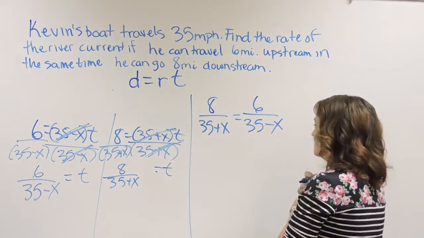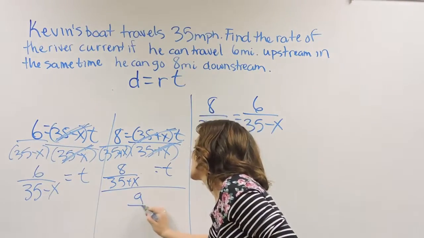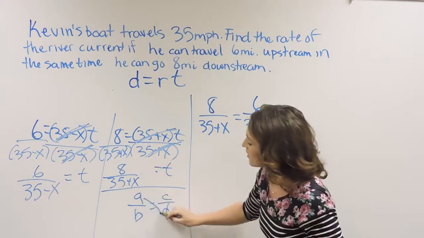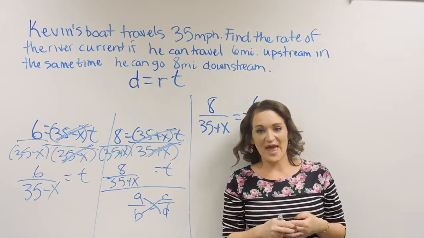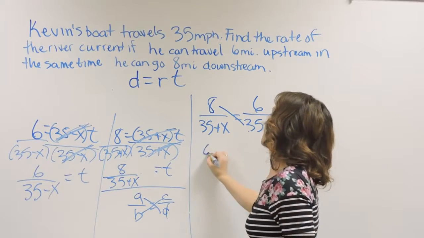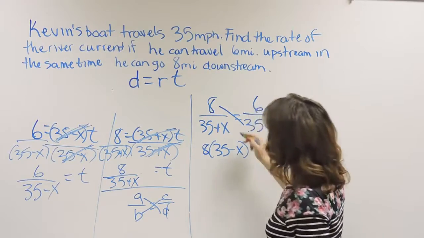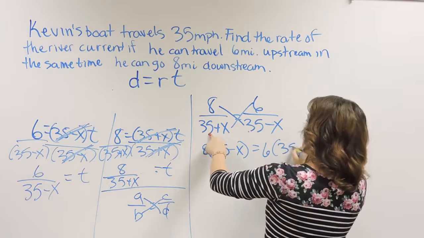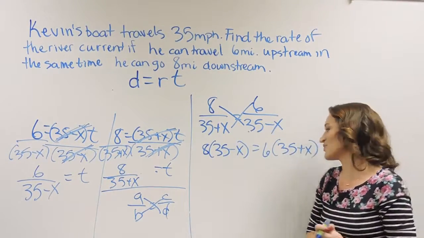The way that I'm going to solve this problem, when I look at it, I see a proportion, two fractions that are equal to each other. So what I'm actually going to do is cross multiply and solve this thing. I'm going to say 8 times 35 minus x is equal to 6 times 35 plus x. So I'm going to use cross multiplication to solve this proportion here.